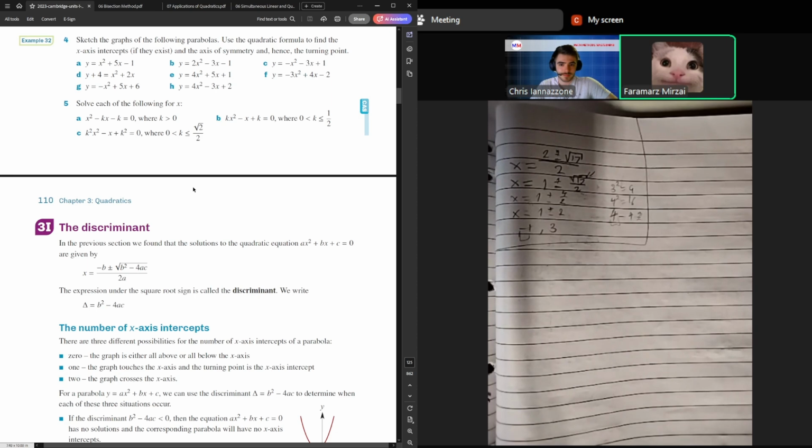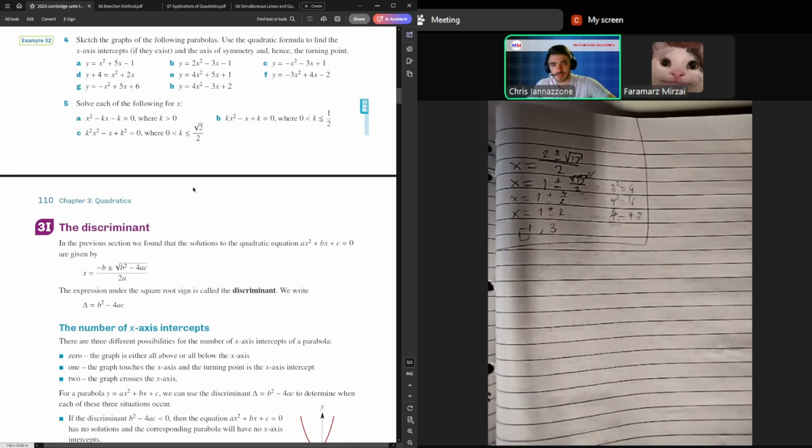Use the quadratic formula to find the x-intercepts. So we've got to factorize that? Well, it says use the quadratic formula, so you don't want to factorize it. Oh yes, so we're using x equals negative b plus or minus the square root of b squared minus 4ac, over 2a. So the take-home message is you can use the quadratic formula to find the x-intercepts of a quadratic, if they exist. And the other thing is the axis of symmetry.